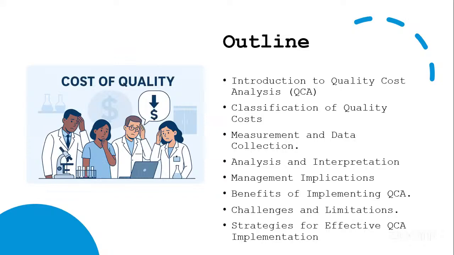Then we'll look at analysis of the data that we have collected and interpretation of that data. How do we interpret this data and how do we utilize it in terms of management or decision making? Then we look at management implications of QCA. Does quality cost analysis have an implication to management in terms of decision making? Then we will also be looking at the benefits of implementing quality cost analysis.